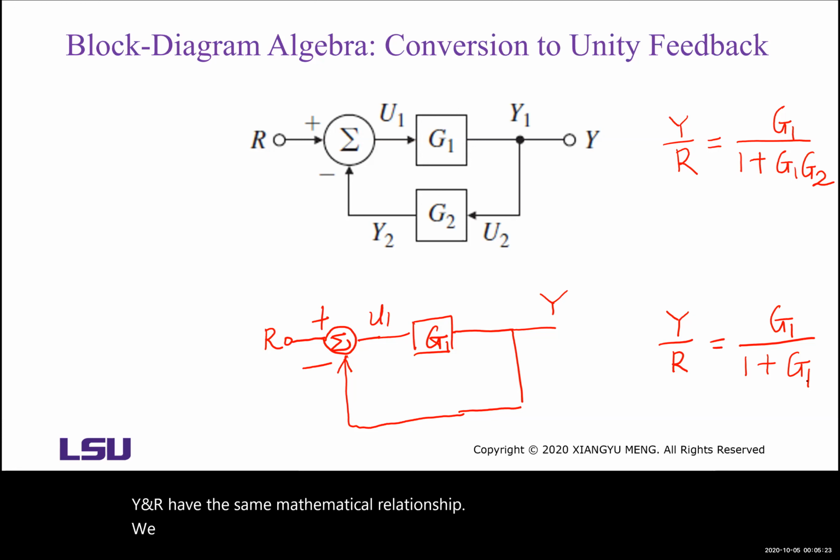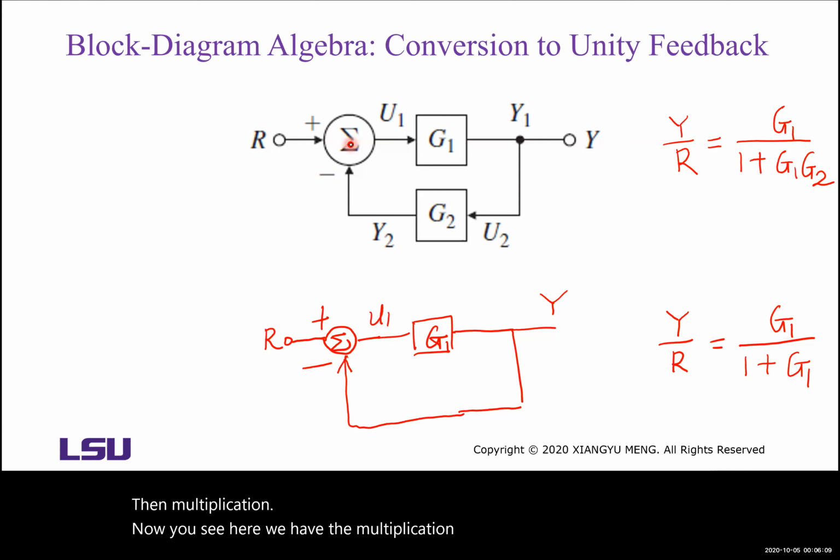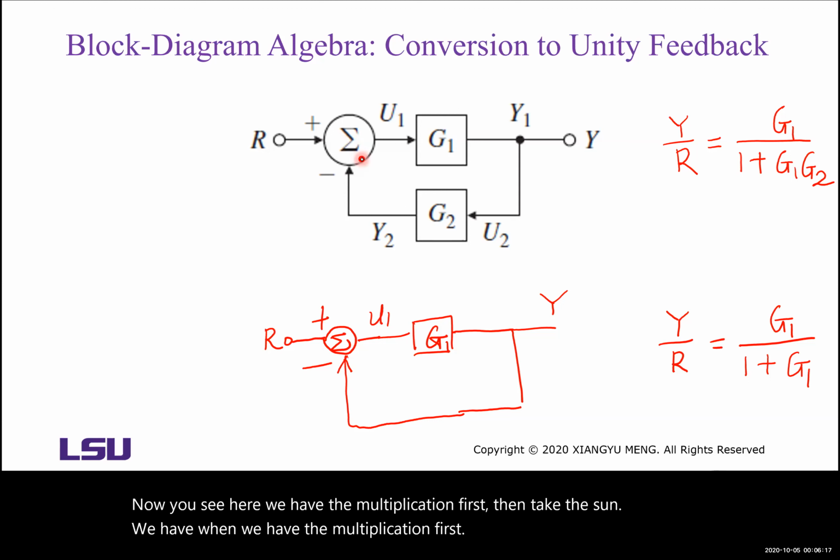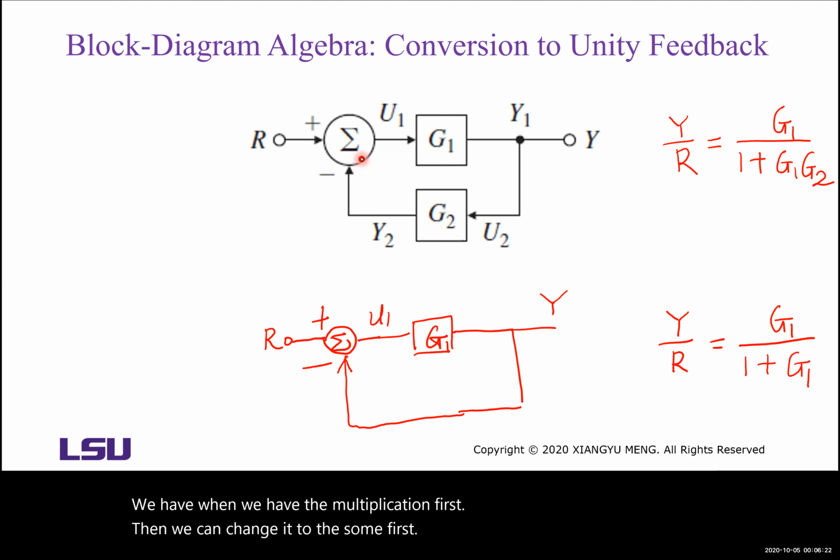We can think of it in this way. We have a summing point here and a block. It's like the case of moving the summer and the block in a reverse way. So we have sum first, then multiplication. Now you see here, we have the multiplication first, then take the sum. When we have the multiplication first, we can change it to the sum first, then the multiplication.